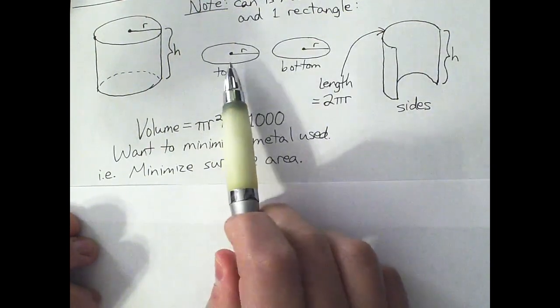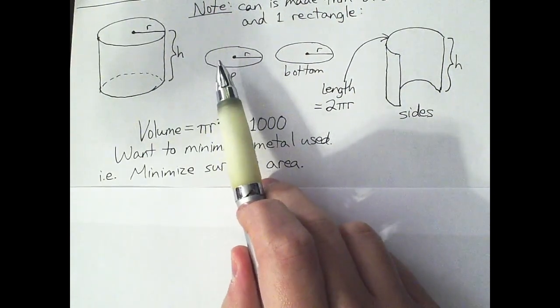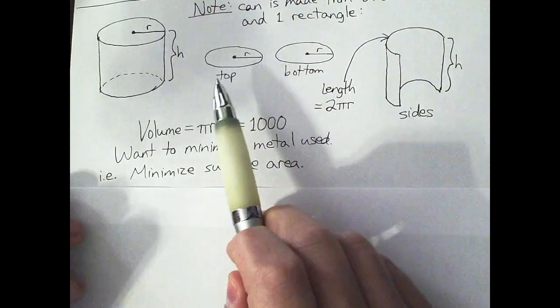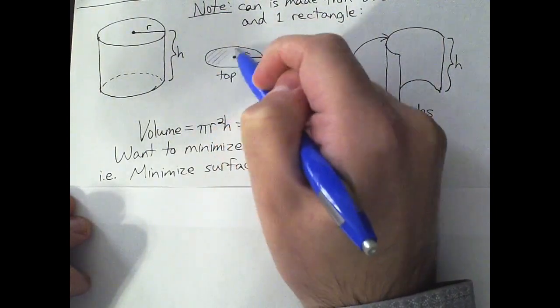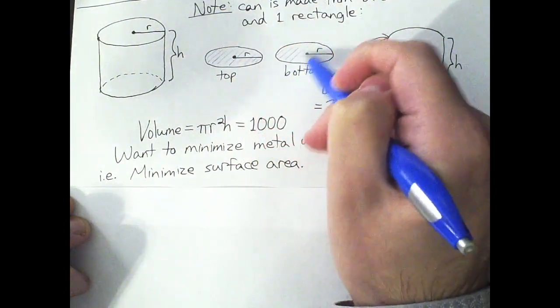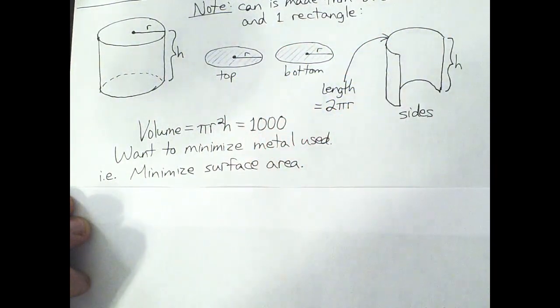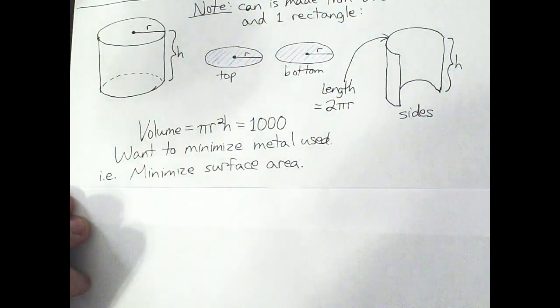By the way, I'm using the word circle. I guess technically we should use the word disk, because this would be like a shaded in circle. If you want to be technical, it's not just an empty circle. That's all metal, right? So we're talking about the area of a disk.